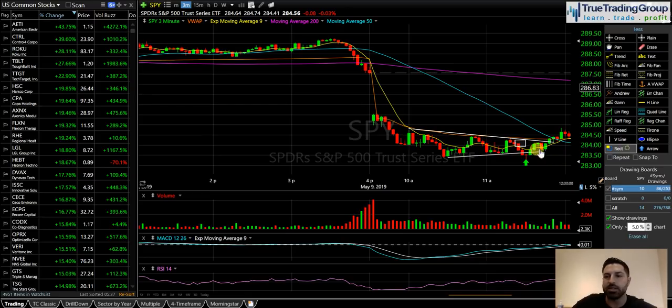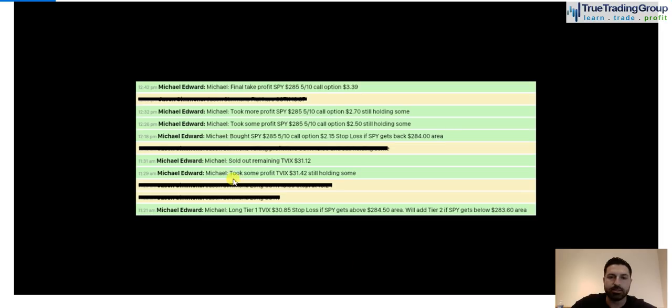So in this case, as soon as that happened, I got flat the rest of that TVIX position. So here we are getting flat. I sold out the remaining at 31.12.